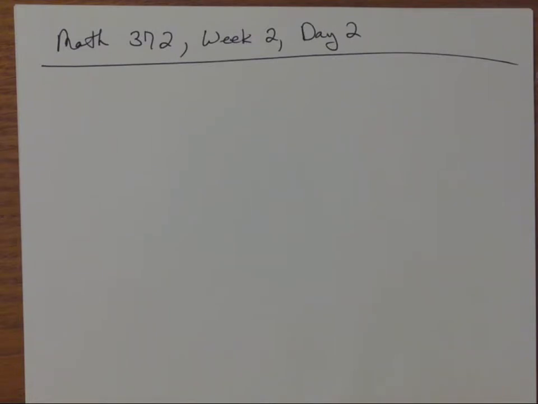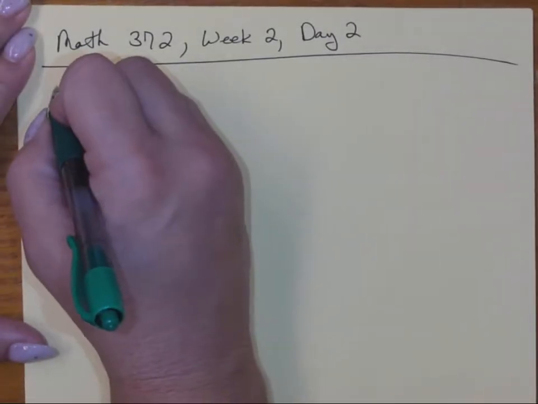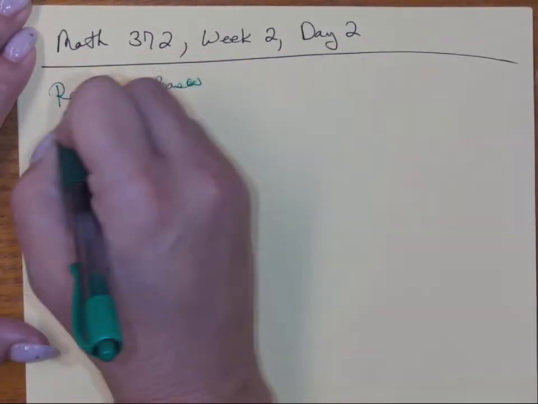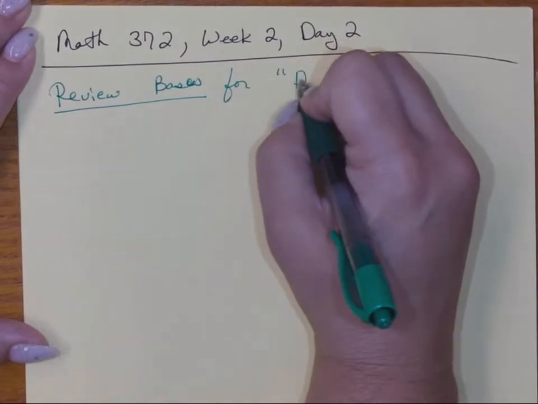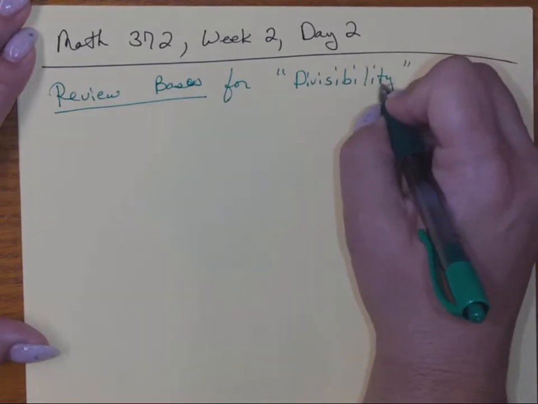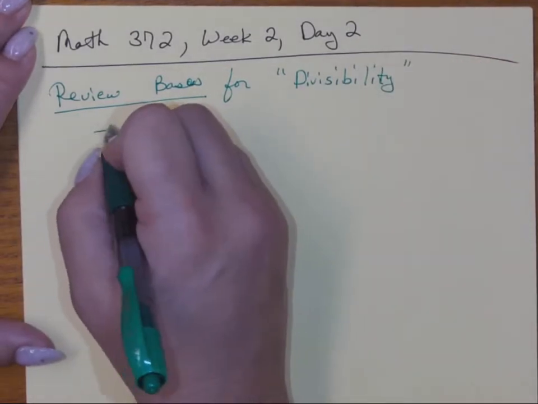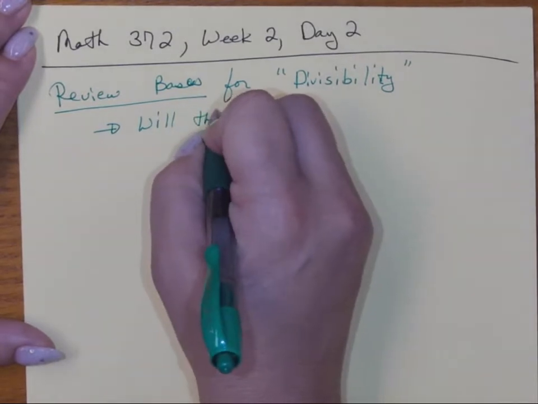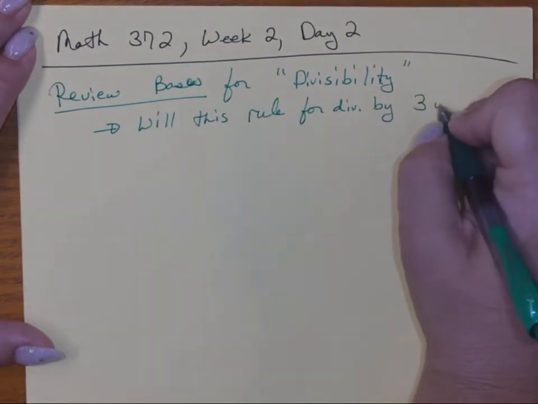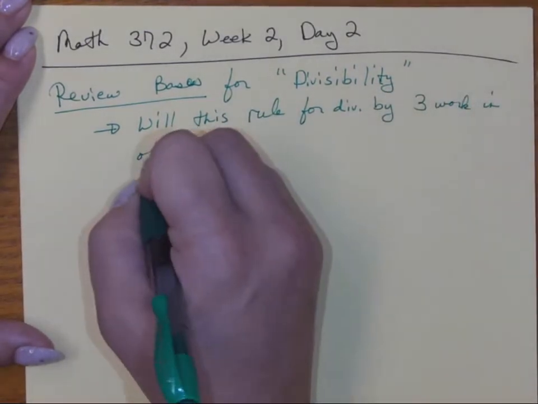So I talked to you about base 10. I did not talk to you about the rest of the assignment. So the rest of the assignment talks about other bases. So you might want to go back and review your bases for the divisibility rules homework. In other words, it says, will this rule for divisible by 3 work in other bases?